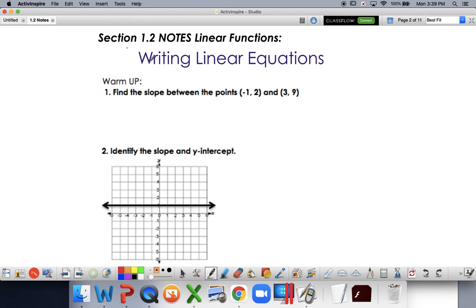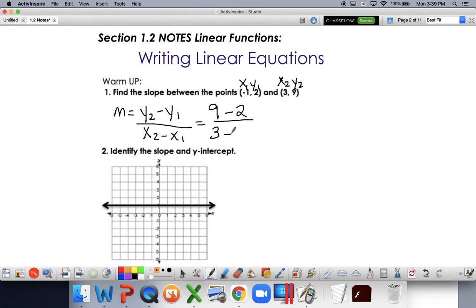For our first warm-up question, we're finding the slope between these points, so I have to remember my slope formula, and I'm going to label these points x1, y1 and x2, y2. So my slope formula is y2 minus y1 over x2 minus x1. I get 9 minus 2 over 3 minus negative 1, 7/4.